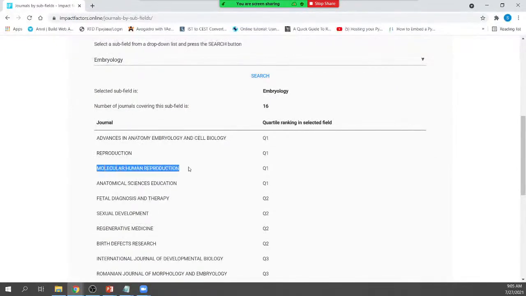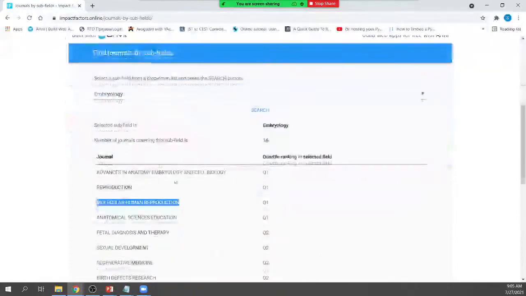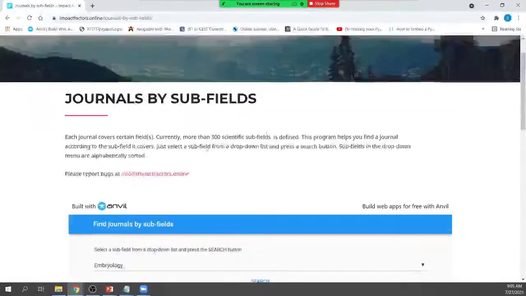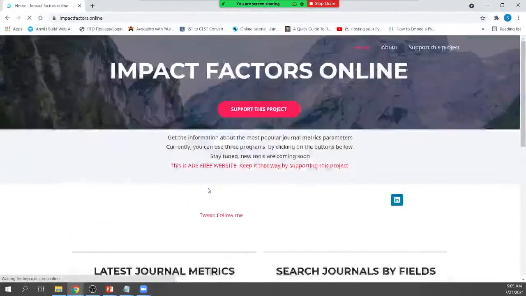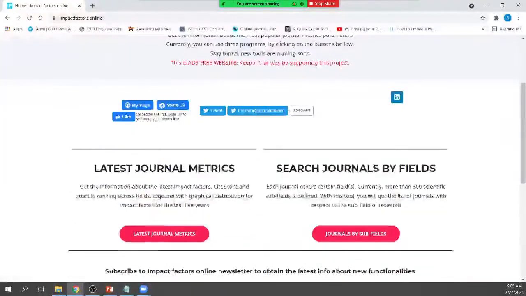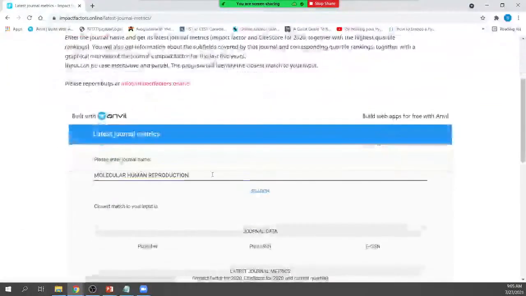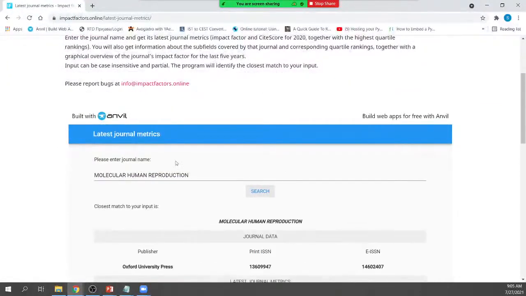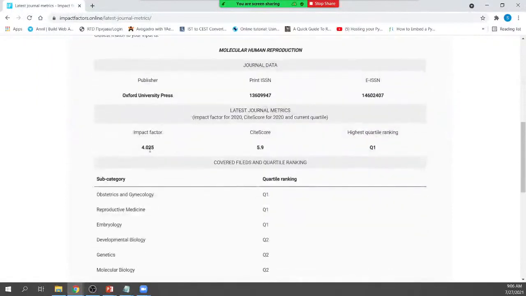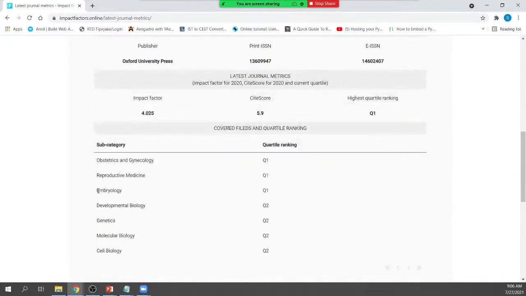So if you want to, you can copy this, for example. Here it says that it is ranked as Q1 according to the SCImago score. So you can copy it and check the impact factor value in this program over here. So the impact factor is also very nice, very high, 4.025. The score is even higher, and the highest quartile ranking is Q1. You can see that it covers embryology, but it also covers genetics, molecular biology, cell biology, etc.